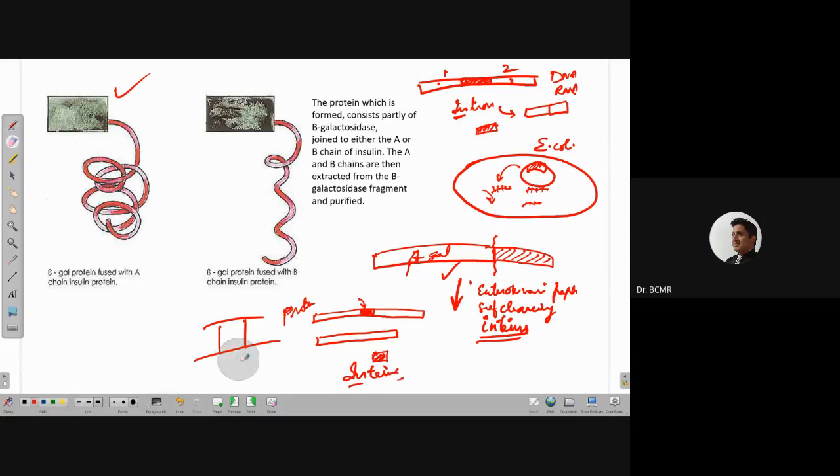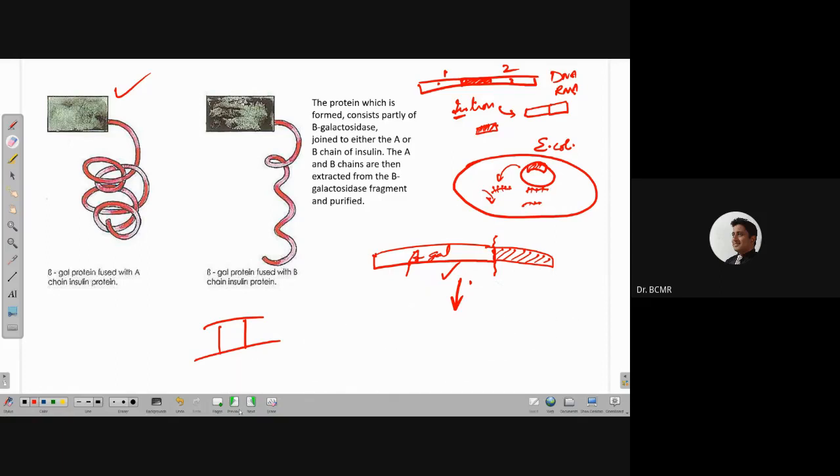What I'm trying to imply in this particular section is that you can now include a sequence here so that the beta-galactosidase part and chain A or chain B would separate. Then, using any of the molecular techniques, you can separate them using chromatographic techniques, and then use them for binding, making chain A and chain B, so that full insulin is formed. That is the approach to making recombinant insulin.